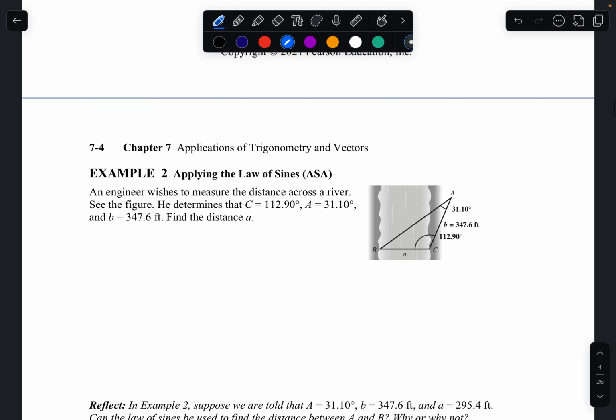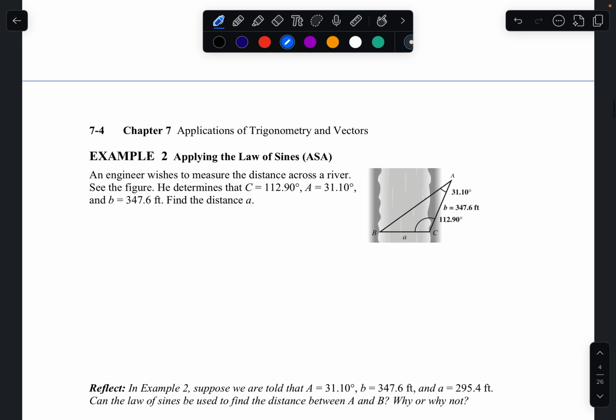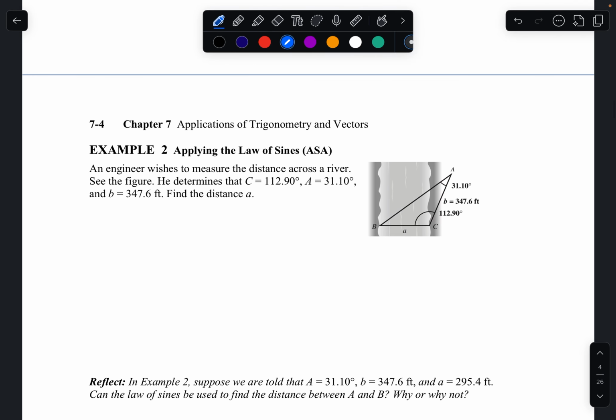In example 2, we're going to apply the law of sines in an angle side angle situation. This is what they do in surveying. If you've ever seen a surveyor out in the field, they're using triangulation to determine distances. In this case, they can't really figure out the distance across the river directly, but we can use trigonometry to help us figure it out. So they wish to measure the distance across a river, A, knowing this and this.